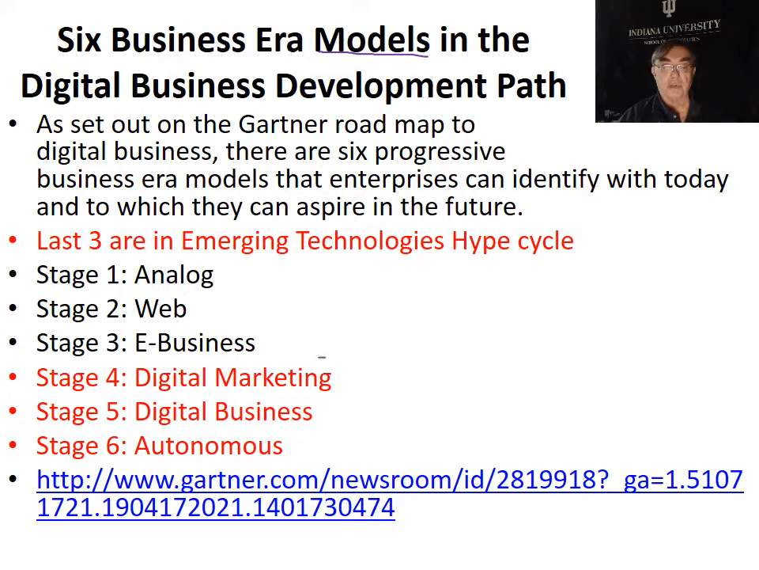And we're focused on the emerging, which are these 3 stages here: digital marketing, digital business, and autonomy. Autonomy is where the ultimate intelligence occurs and things happen using the miracle of artificial intelligence in a relatively automatic fashion. This is the link to the Gartner press release, which has the details of this in it. And let's just go through one slide each on these 3 stages here, stage 4, 5, and 6.